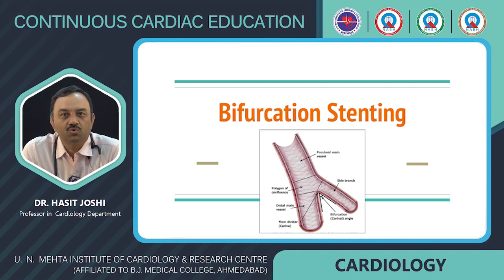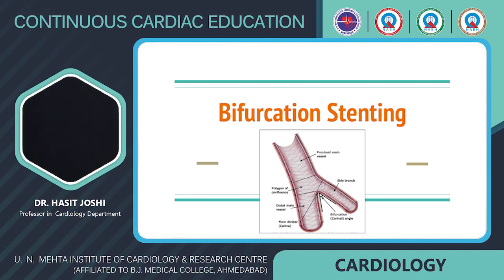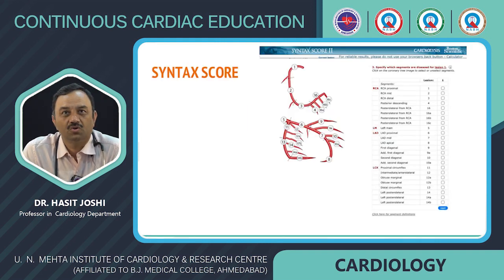Now let us go through the main definitions here. The proximal main vessel, the polygon of confluence where the two branches divide, side branch, distal main vessel, the bifurcation or carinal angle. The carinal angle as defined here is the main thing which can decide the approach. So the SYNTAX score should be carried out in each of these lesions.